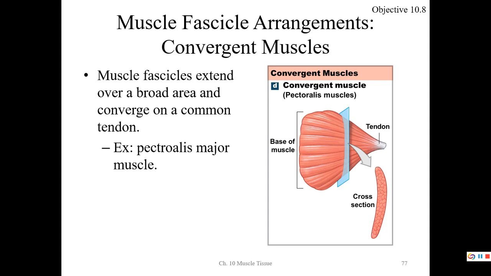Convergent, they start at a broad base and converge onto a single small tendon. Broad area of coverage on a common tendon. They converge, like your pectoralis major.